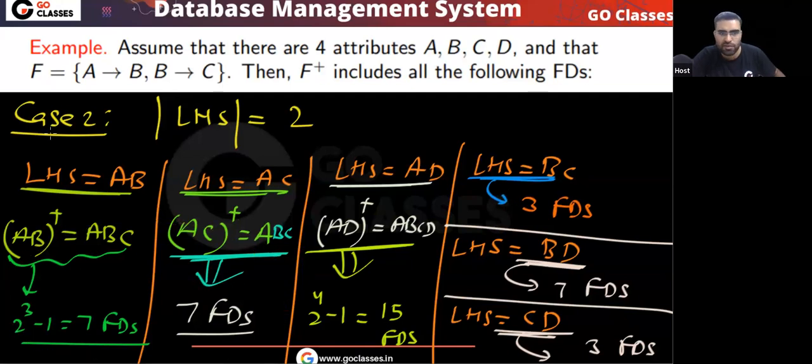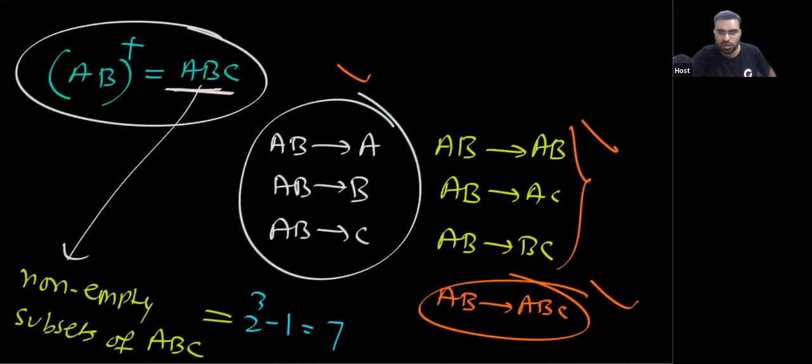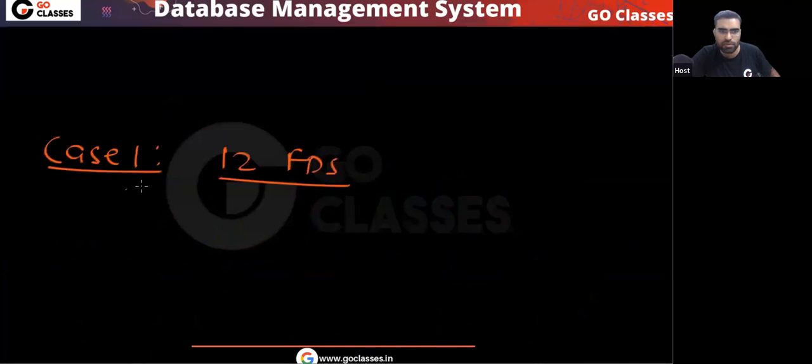So you can see 7, 7, 14, 14, 6, 20. Next, 35 and 7. That is your 42, right? Yes or no? That is your 42. Okay, so what you got? You got 42. So in this case 2, you got 42 FDs.